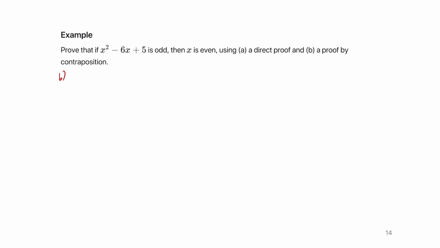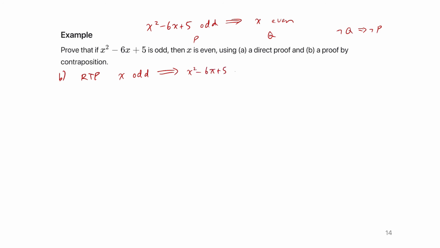The initial statement is: if x squared plus 6x plus 5 is odd, that implies that x is even. What's the contrapositive? Yeah, if x is odd. Remember this is P implies Q, so our contrapositive is not Q implies not P. What's Q? It's that x is even. So not Q is that x is odd. So you want to show that if x is odd, then this quantity, x squared plus 6x plus 5, is even.